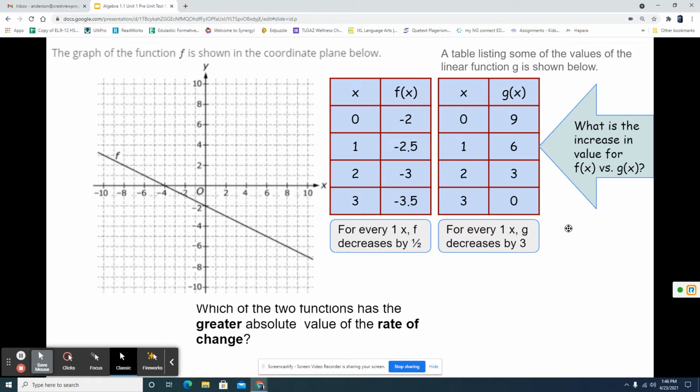For every 1x, our g is decreasing by 3. So when you have to compare these two, which is the highest number? What is the greater absolute value for the rate of change? Function g, because it's changing by 3, and 3 is bigger than a half.